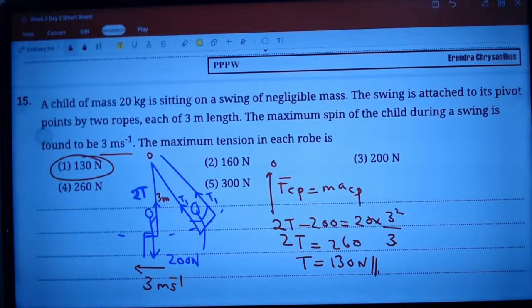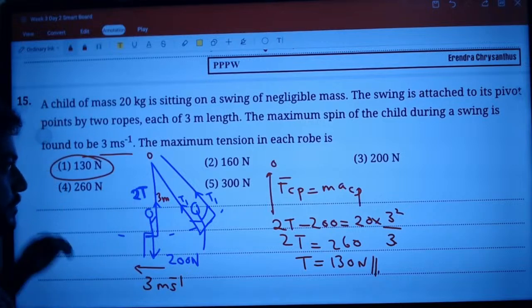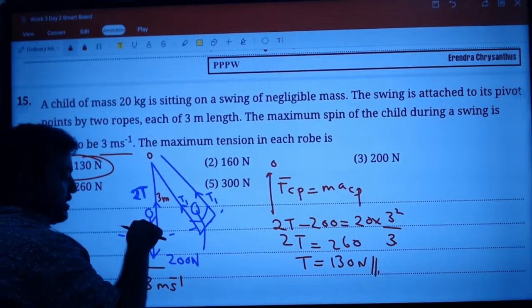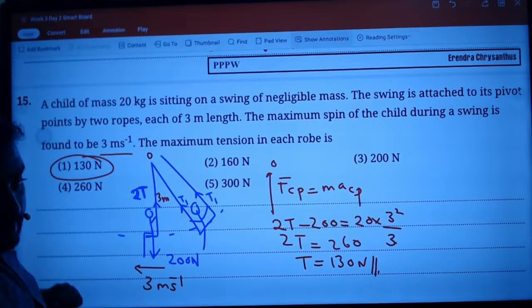Right there. The centripetal force at the lowest point is provided by both the tensions, and weight is opposite to it. Okay? Right.